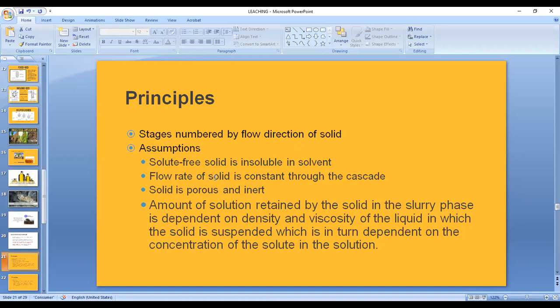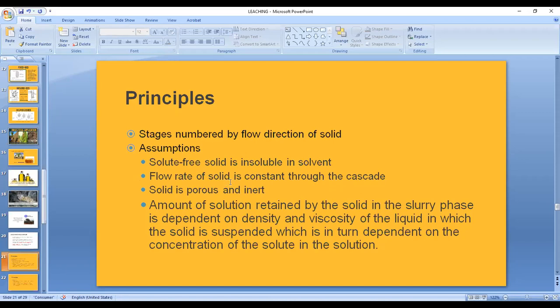Assumption: we have a solid-free solid, or the solid is insoluble in the solvent. This is your inert solid. It should be insoluble in your solvent. Flow rate of the solid is constant through the cascade. Of course, it has to be, because it does not whatsoever interfere with the leaching process. It's just there as a matrix for the solute, and the solid is porous and inert.